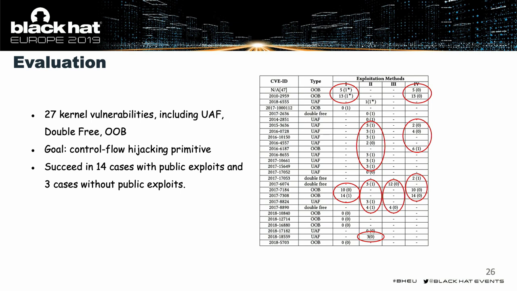We use 27 vulnerabilities to evaluate the effectiveness of our approach. The evaluation set consists of three types of vulnerability, including use-after-free, double free, and SLAB out-of-bound write. Our goal is to obtain the control flow hijacking primitive because it is strong enough to bypass mitigations and complete an exploit. We succeed in 14 cases with public exploits and 3 cases without public exploits.